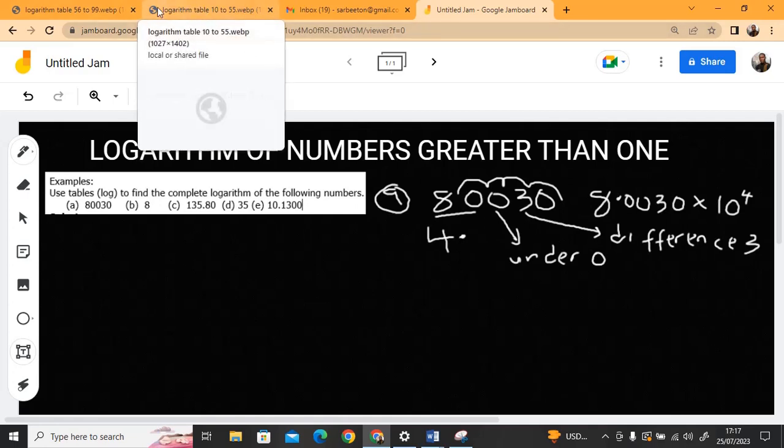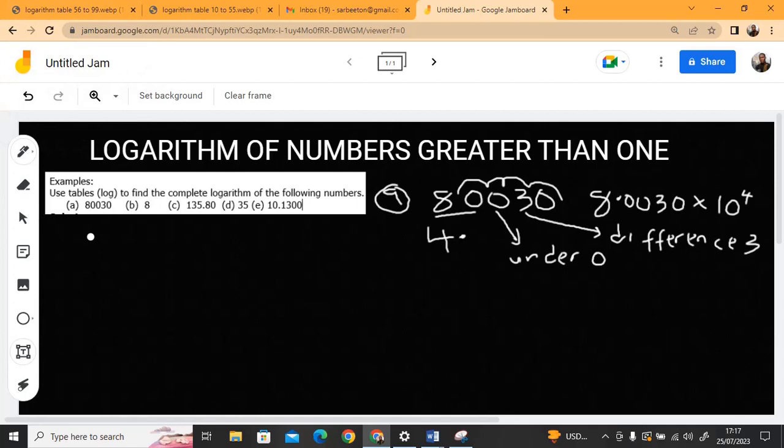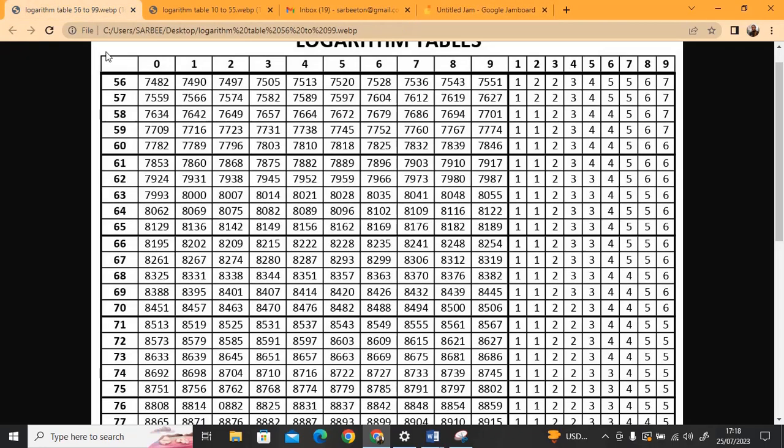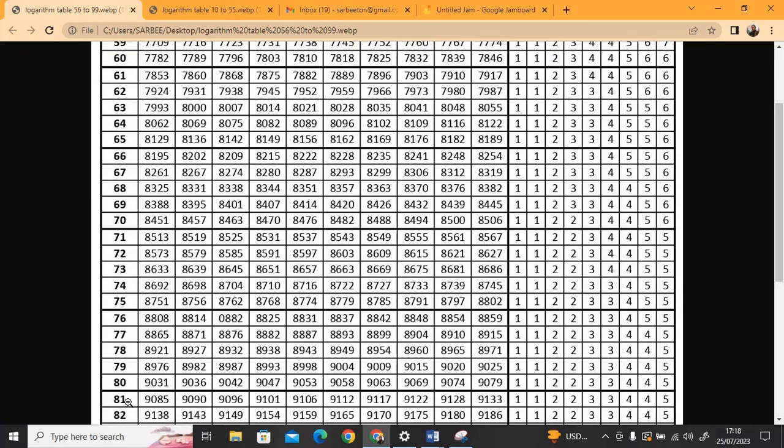Now this is the logarithm table. You are checking from 80. So you can recall that this number here, this is the 4 point. That is the first thing you have to note. So now let's check from logarithm of 80. When you check this logarithm table, I hope you can see this. This is 80. Under 0, this is the 0.